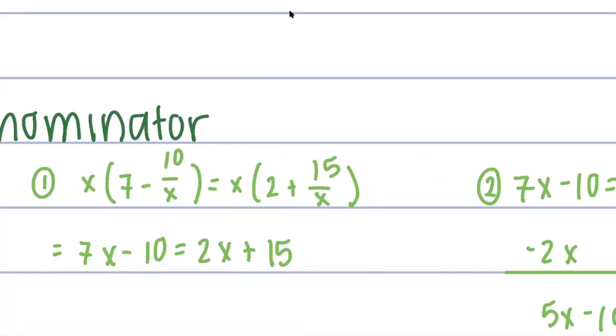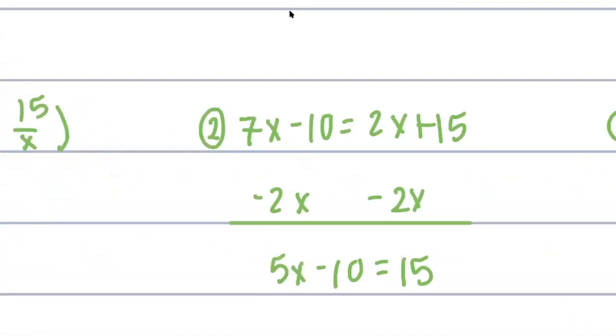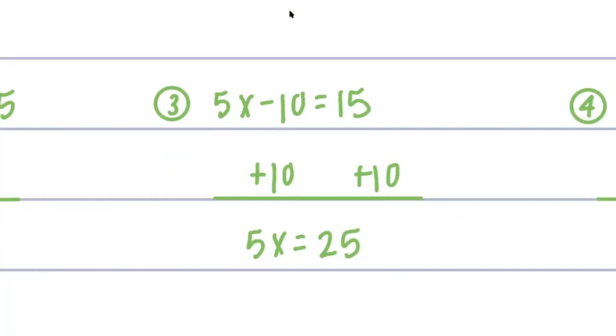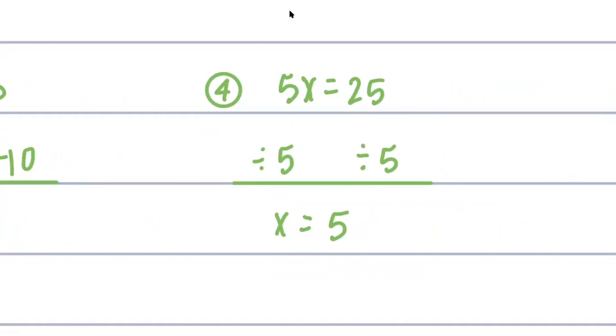You're going to multiply your x by 15 over x as well. So you have 15x over x, which simplifies to 15. Now you just have a regular two-sided variable expression. First, subtract 2x from both sides to get 5x minus 10 equals 15. Then add 10 to both sides and get 5x equals 25. Then divide both sides by 5, and you have x equals 5.